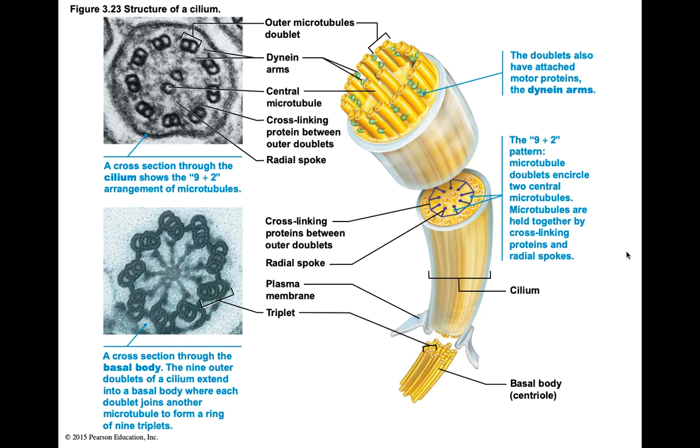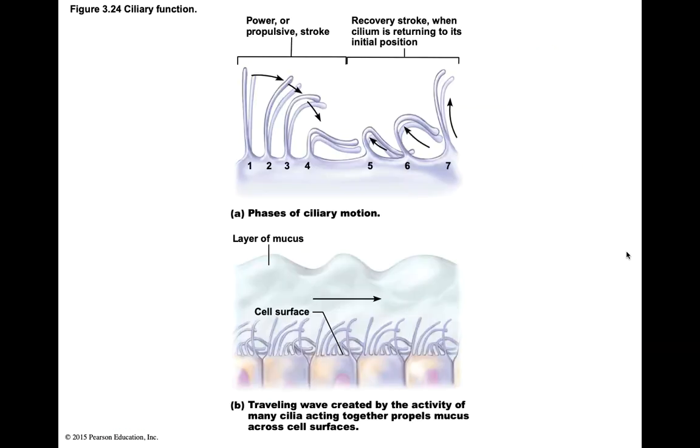This is just more of the 9+2 rule, the total composition of these different structures, both on the internal and external surface of our cells. And this is for the cilia. And like I said, this layer of mucus is being moved past these cells.